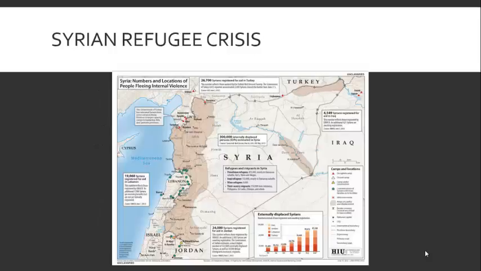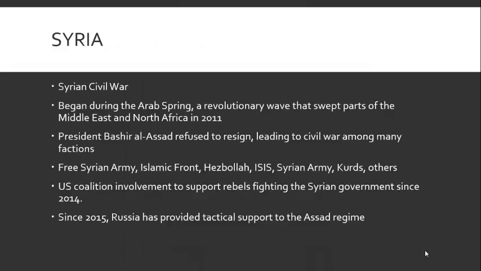Now, with that in mind, let's turn our attention to what's the most significant refugee crisis in the world today, the Syrian refugee crisis. This is the largest refugee crisis since World War II by many estimates. Millions of people have been displaced from their homes, and they're being forced to go to new places. They cannot stay in Syria any longer.